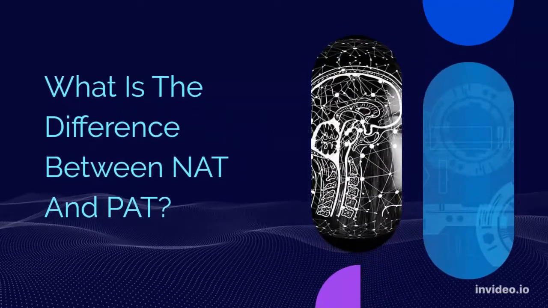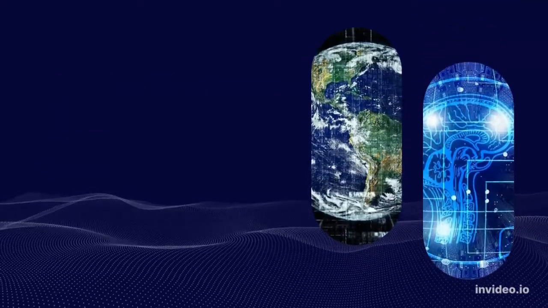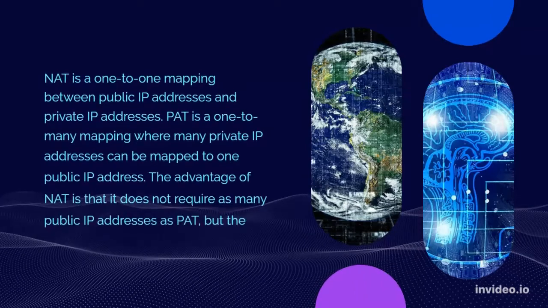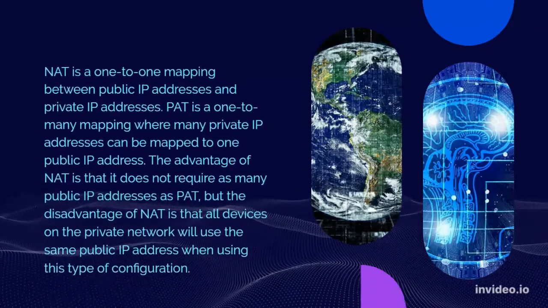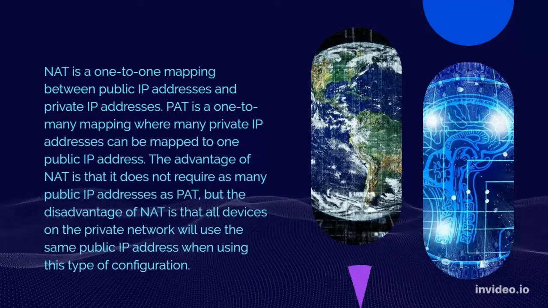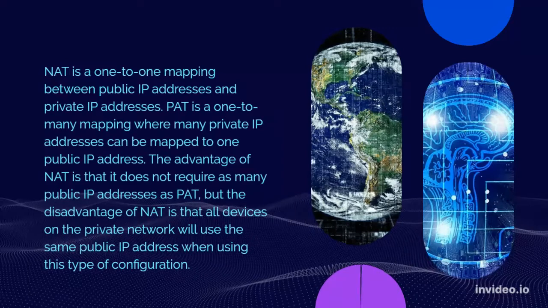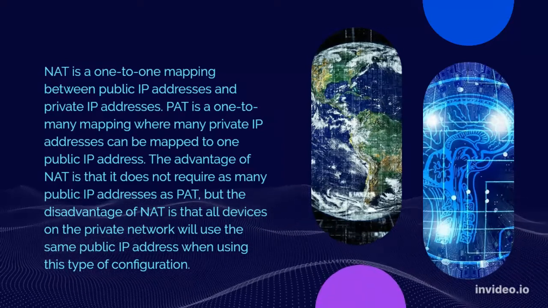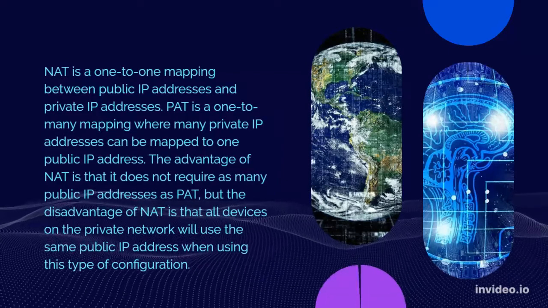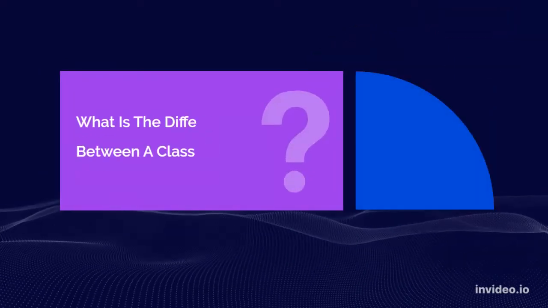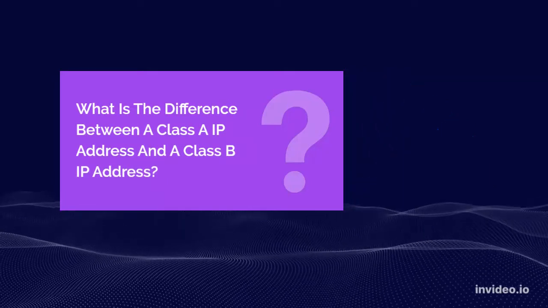What is the difference between NAT and PAT? NAT is a one-to-one mapping between public IP addresses and private IP addresses. PAT is a one-to-many mapping where many private IP addresses can be mapped to one public IP address. The advantage of NAT is that it does not require as many public IP addresses as PAT, but the disadvantage of NAT is that all devices on the private network will use the same public IP address when using this type of configuration.